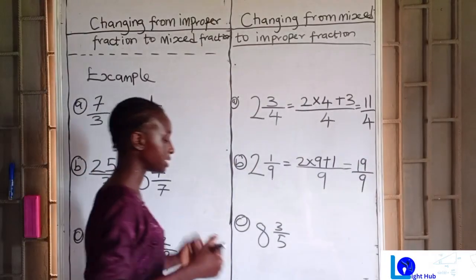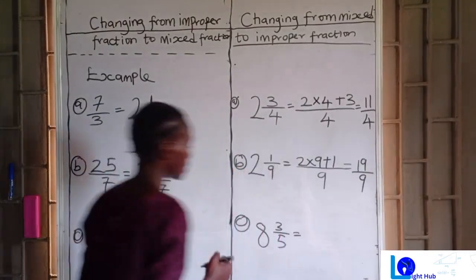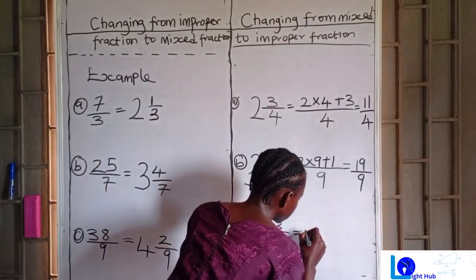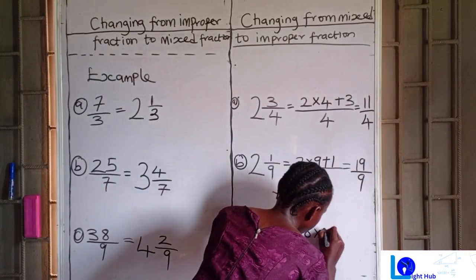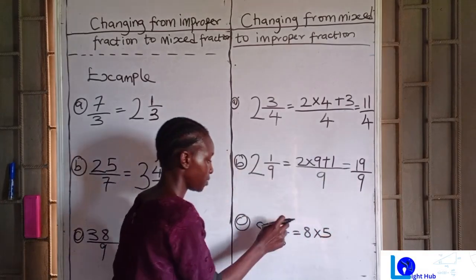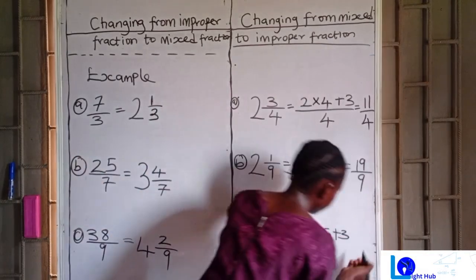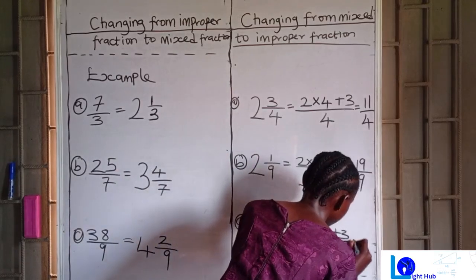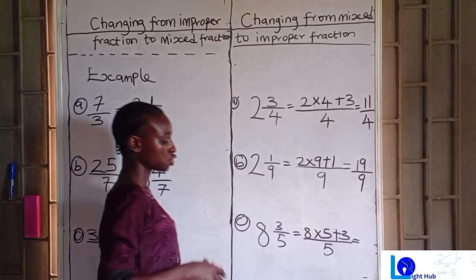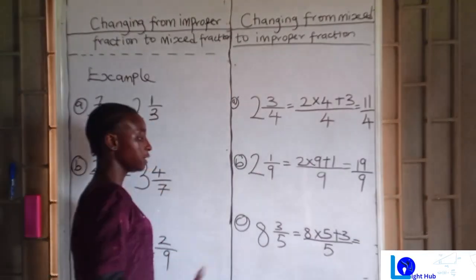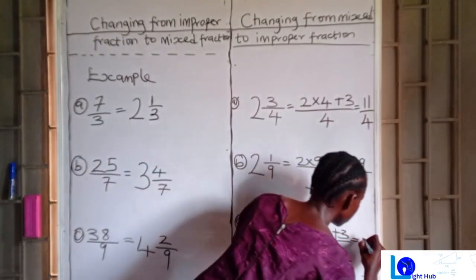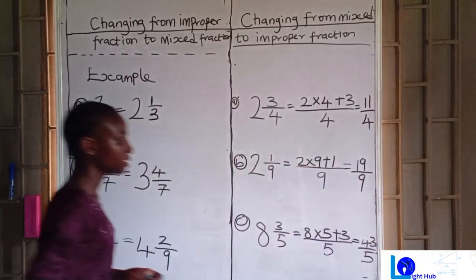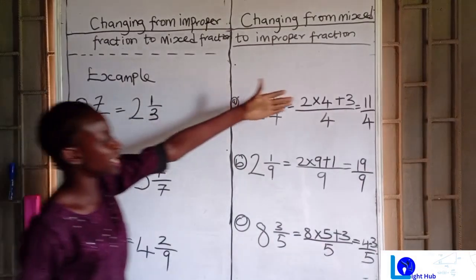For more understanding, we move further. 8 times 5 plus 3 over 5. Nothing affects the denominator in both sides. So 8 times 5 is 40. 40 plus 3 is 43. 43 over 5. That's it. You can see the answers.